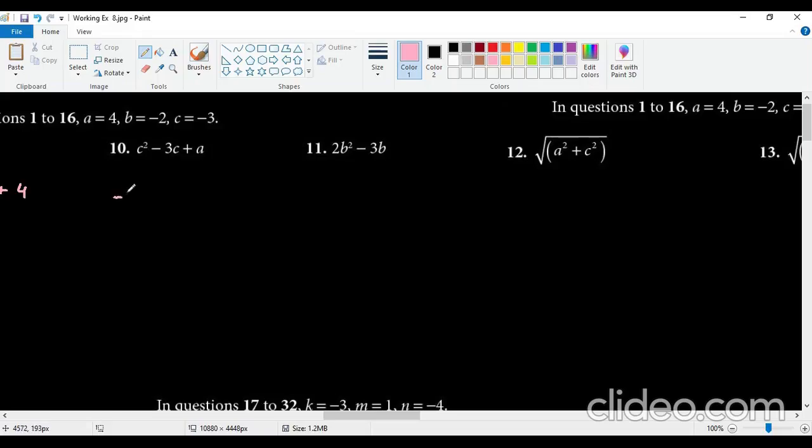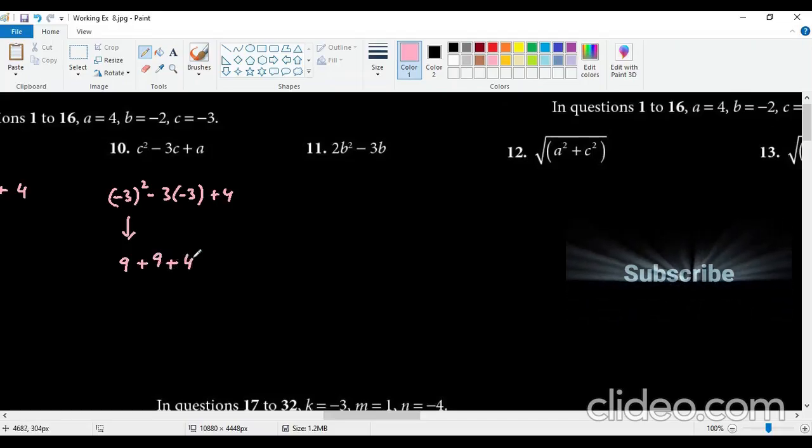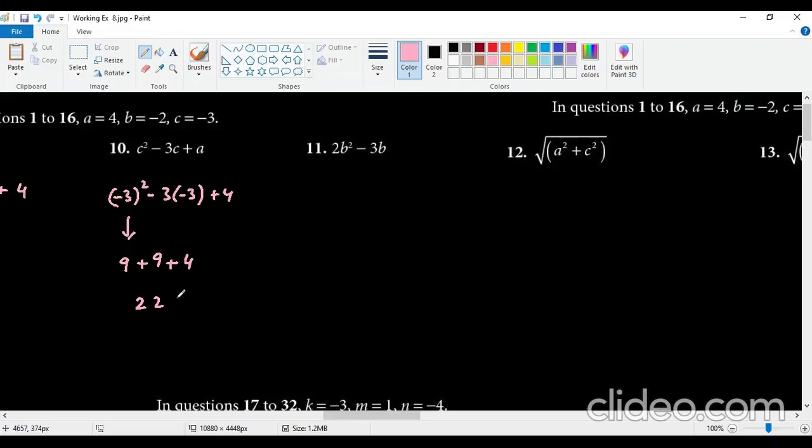Moving on to question number 10. C value is negative 3, which is squared. Negative 3 times c, again negative 3, and plus a value, which is 4. So this is going to give us a positive 9, and this gives us a positive 9 once again, and plus 4. So 22 is going to be your final answer for question number 10.